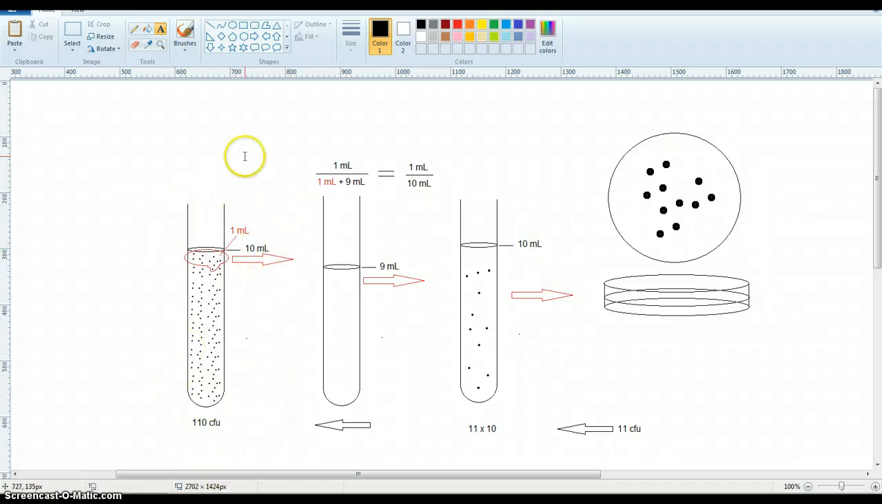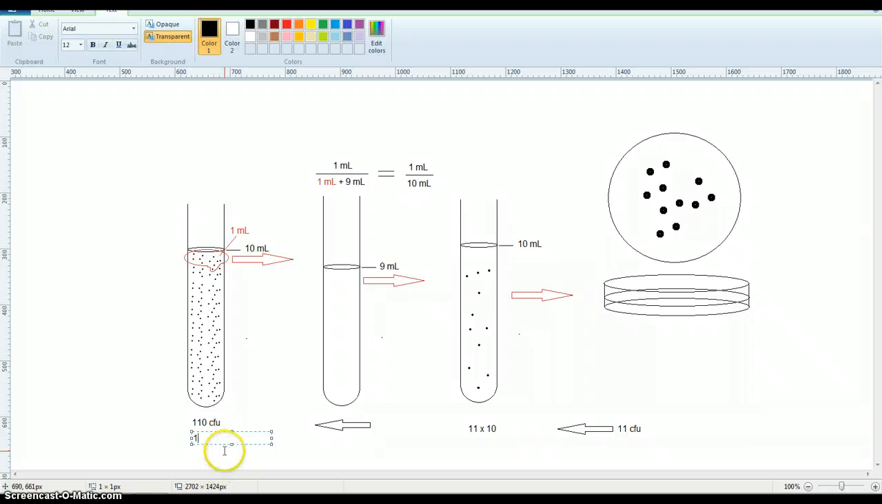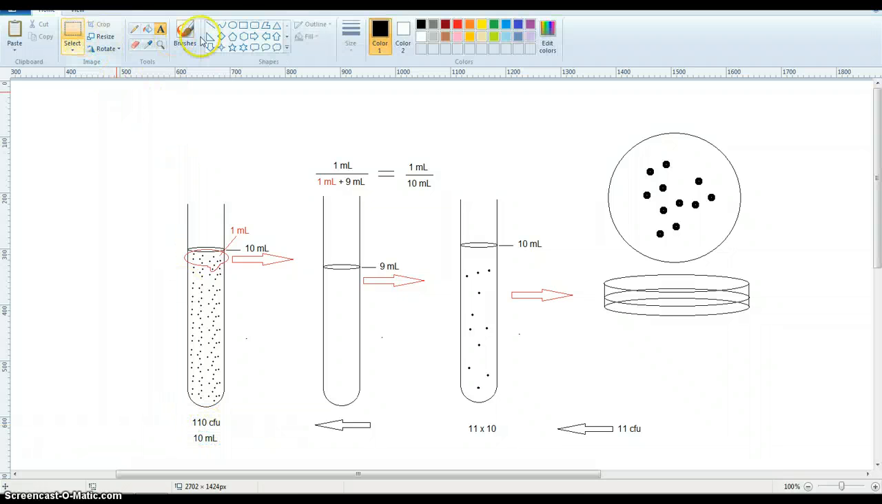Now there are 10 milliliters in this beaker, and so that means that there are 110 colony forming units per 10 milliliters, which equals 11 colony forming units per milliliter. All right. And so that's how you multiply to get it back.